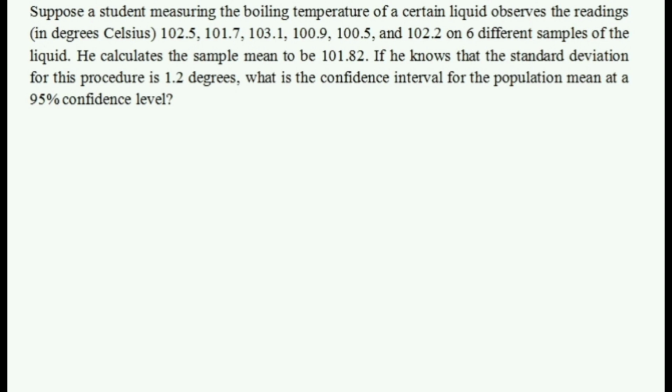So here, suppose a student is measuring the boiling temperature of a certain liquid and observes the reading in Celsius. On 6 different samples of the liquid, he calculates the sample mean to be 101.82. If he knows that the standard deviation for this procedure is 1.2 degrees, what is the confidence interval for the population mean?